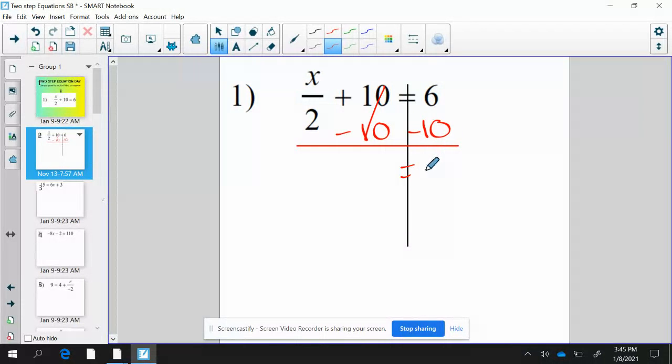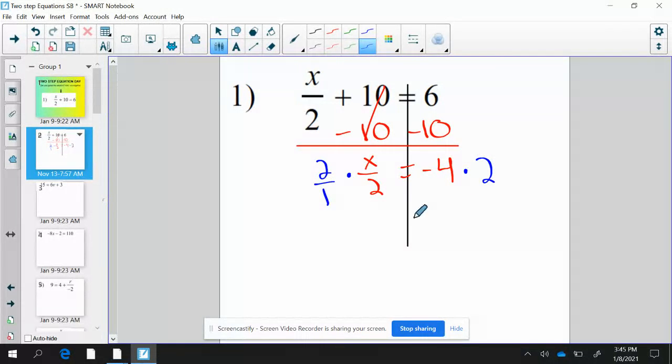And 6 minus 10 is going to be a negative 4. We still have this x over 2. And again, this is why it's a two-step. We just did one step right there. Now let's do our two-step. x divided by 2. How do you get rid of division? Always do the opposite. Let's multiply by 2.